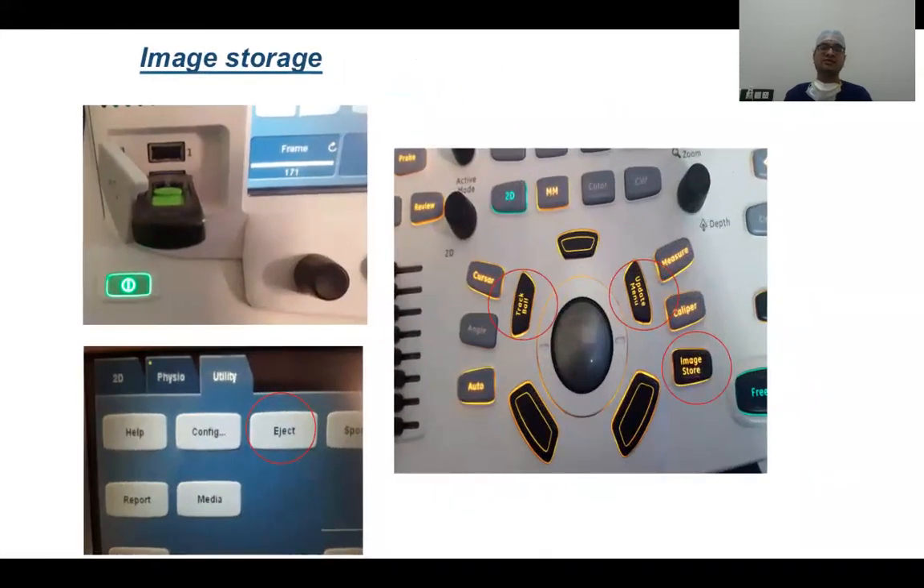Lastly, image storage, which is very important. We can store it to an external device and take the data out of the ultrasound machine. Don't forget to eject your device with this button.